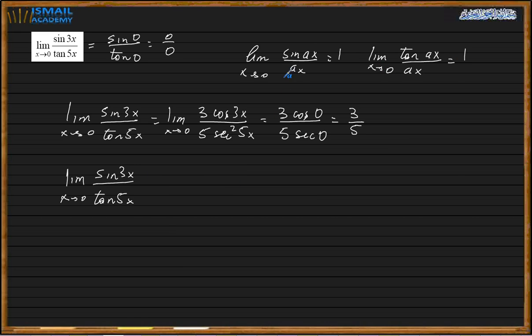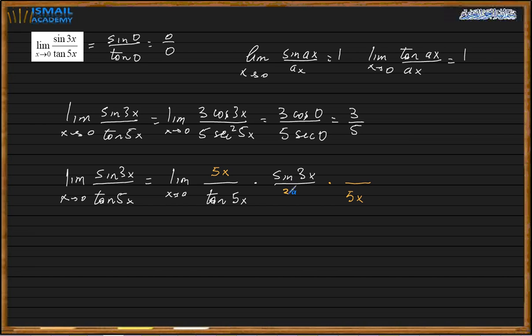In order for me to make them equal to 1, I need to create ax, which is missing here. So what I do, I make it like this form: the limit of tangent 5x times sine 3x, and x goes to 0. So here I have 5x, so I multiply here by 5x, and here I divide by 5x. So in that case I didn't do anything.